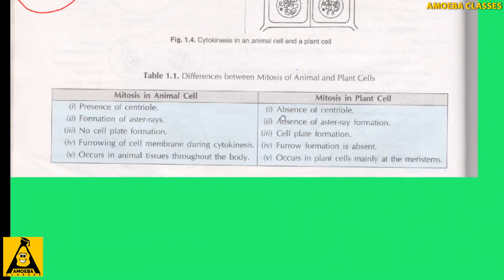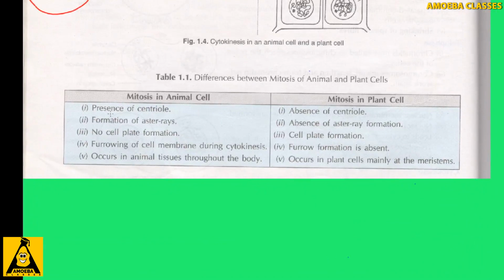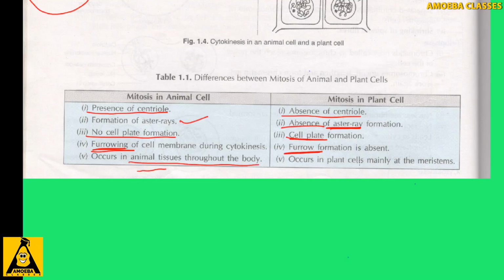Okay, and the differences we also have. Centriole is present in animal cells, and absent in plant cells, so aster is also absent. Here aster is present. No cell plate formation, but furrow formation takes place. Over here cell plate formation takes place, but furrow formation is absent, and this happens in the somatic tissues and this happens in the meristematic tissue. Okay, so the basic points, everything is completed.